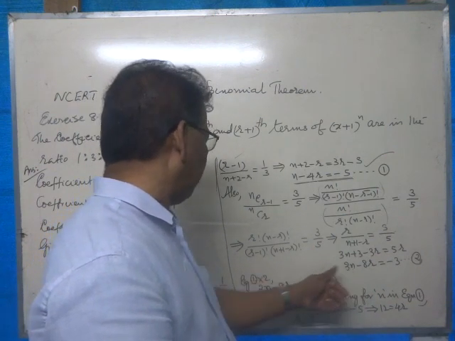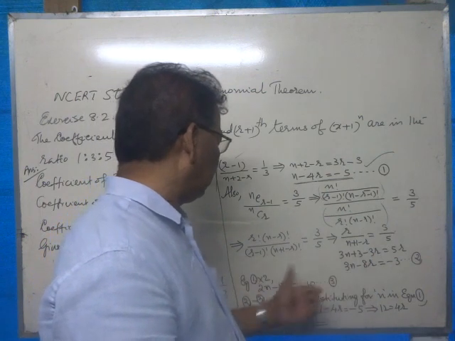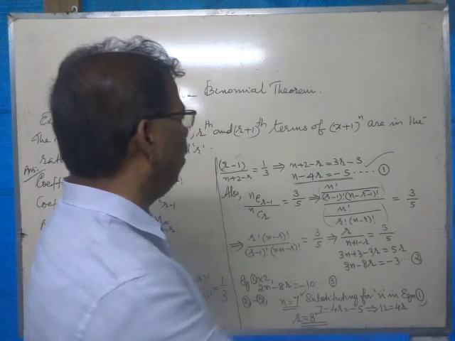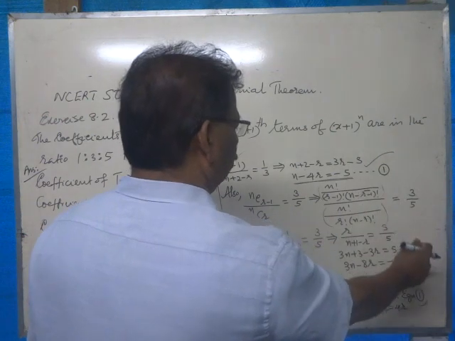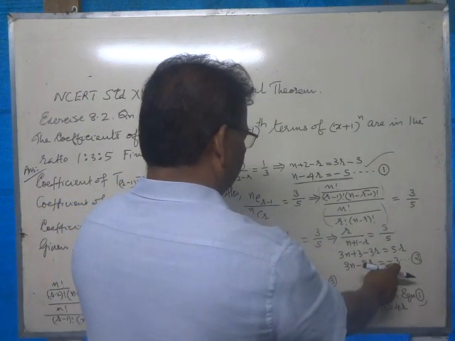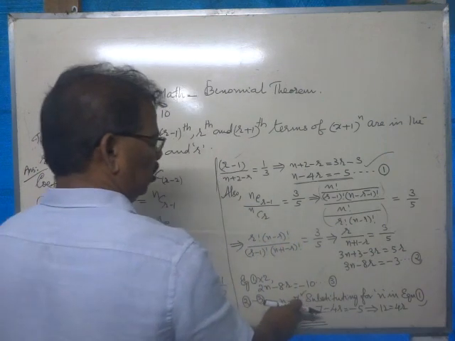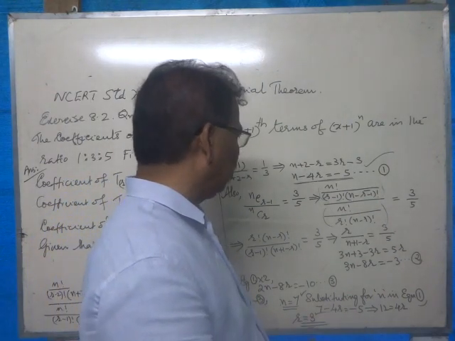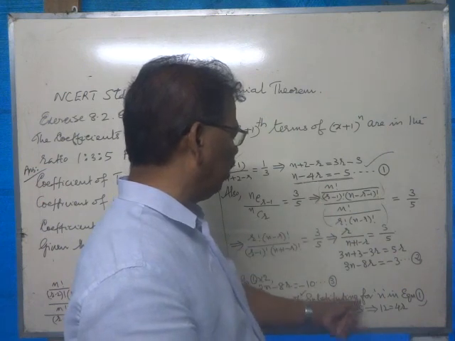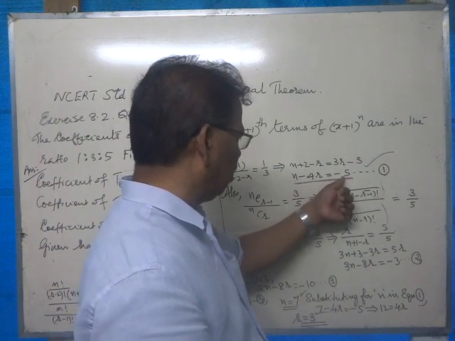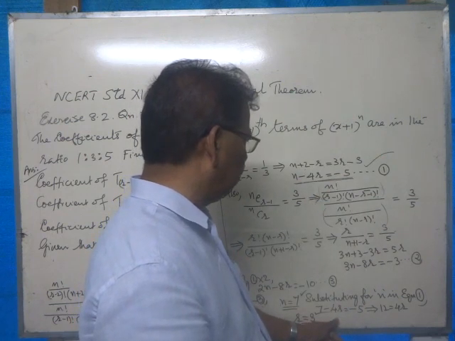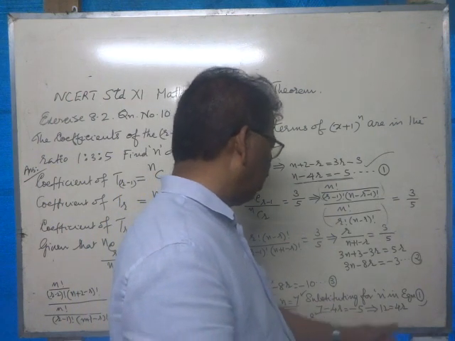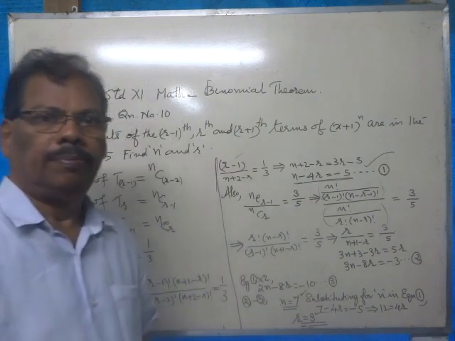On subtraction, 3n−2n is equal to n. −8r minus −8r cancels. And −3 minus −10 is plus 7. So n is equal to 7. Substituting for n in equation number 1, we get 7−4r = −5. That is, 7+5 is equal to 4r, that is r is equal to 3. Right.